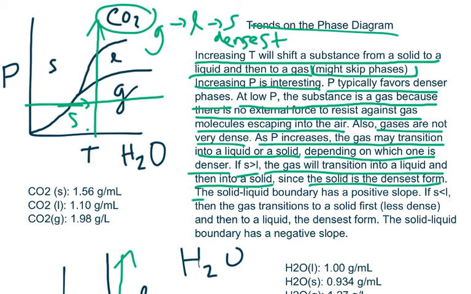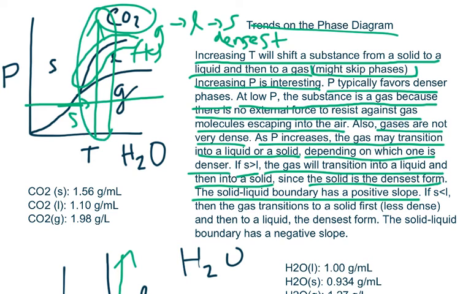Now, the solid-liquid boundary has a positive slope. So in this example, you can see that the solid-liquid boundary has a positive slope. And in addition, you might also notice that for this arrow up here, as you keep the temperature constant and you increase the pressure, the phases go as follows: gas, liquid, then solid. So it goes in this order from least dense to most dense.